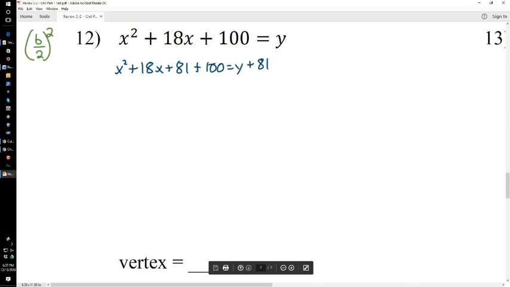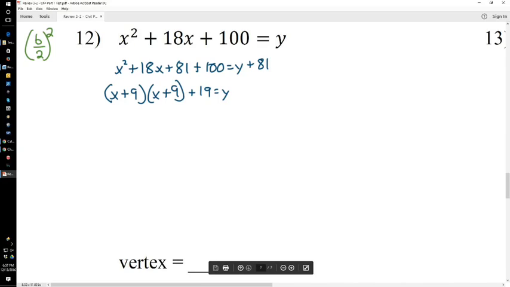So here we go. If I factor that, the two things that multiply to 81 but also add to 18 are x plus 9 and x plus 9. 9 times 9 is 81, 9 plus 9 is 18, and at the same time I'm going to go ahead and move the 81 over, so 100 minus 81 is 19.